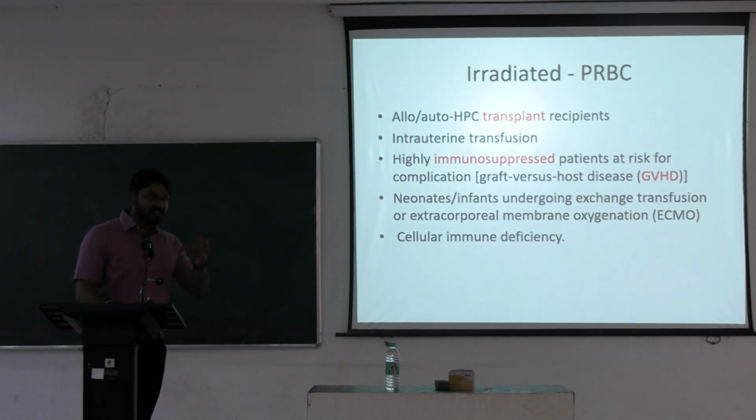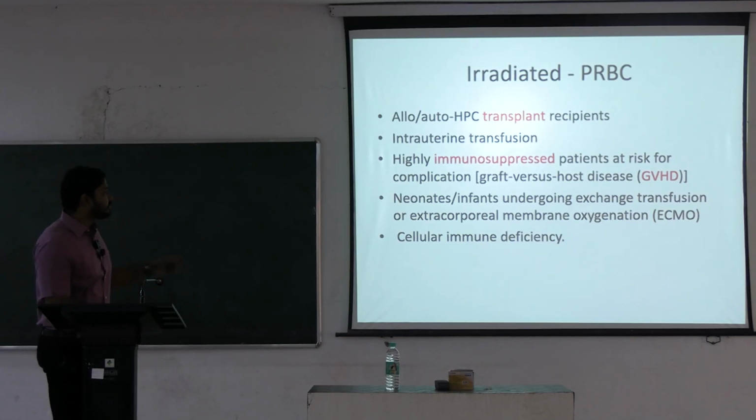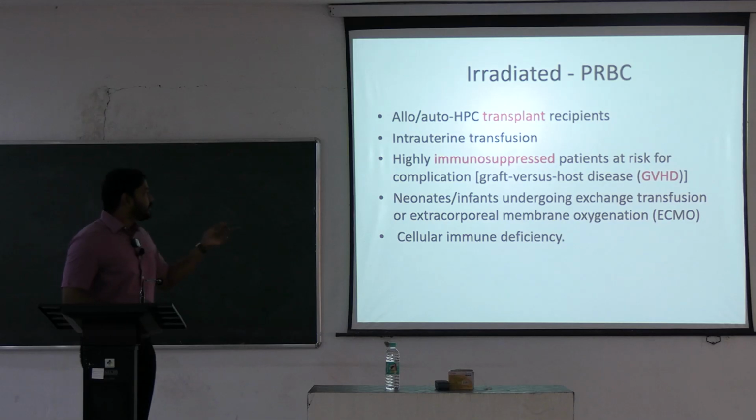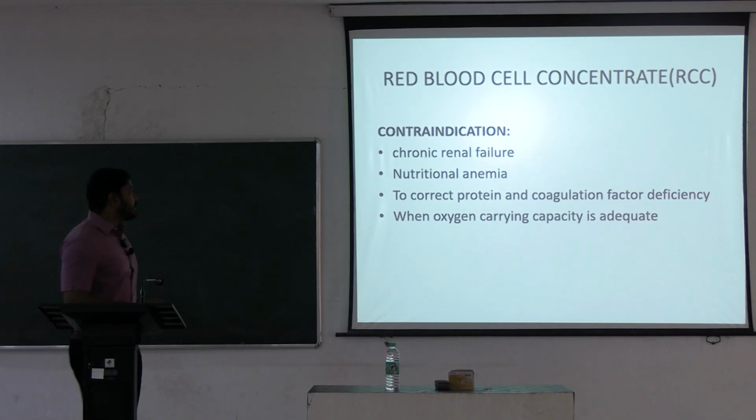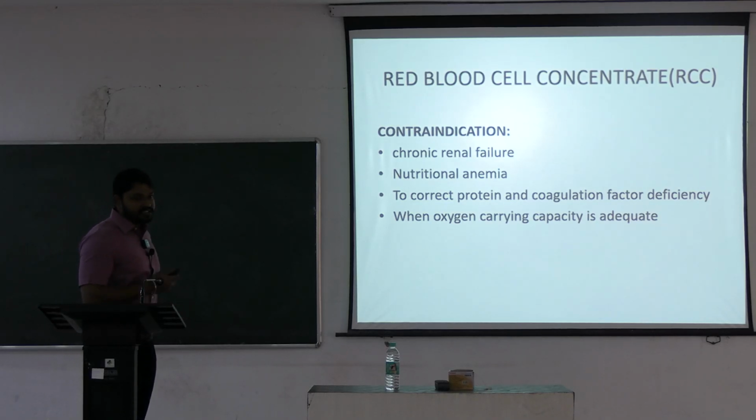See, if I am transplanting a kidney into a patient, that kidney will reject the host. That is called graft versus host reaction. In certain other conditions, we try to give it. When will you not give? In chronic renal failure, and in nutritional anemia, because in nutritional anemia there is no point in transfusing blood. We have to correct the iron. When oxygen carrying capacity is normal, when saturation is normal, you do not transfuse.